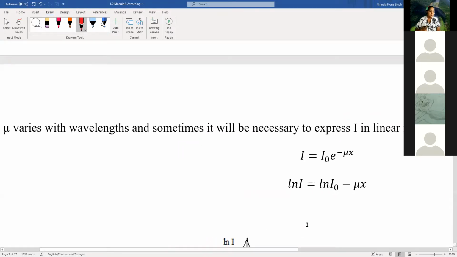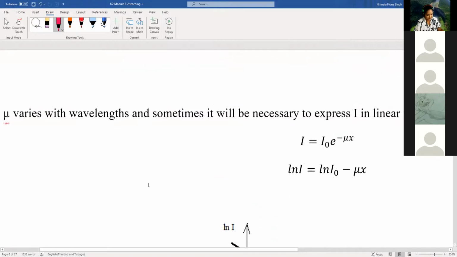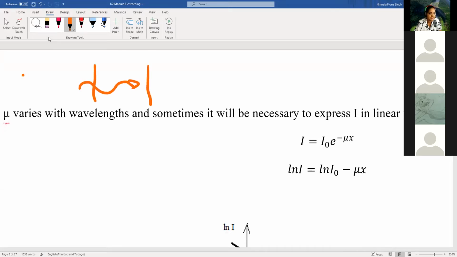Mu varies with wavelength. Obviously, mu is going to vary with wavelength. Mu is your absorption coefficient. Some X-rays can only travel a certain distance in a material, as we did for soft and hard X-rays. For soft X-rays, they can only pass through soft, water-based flesh. They are unable to pass through bone.